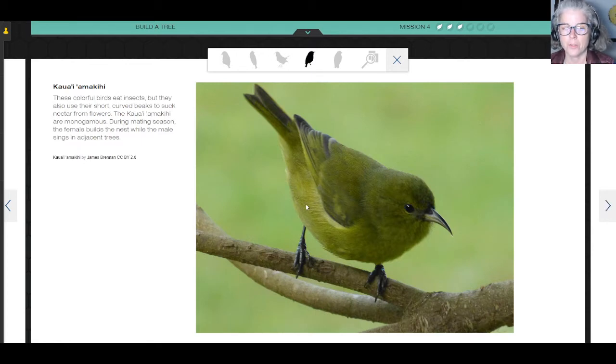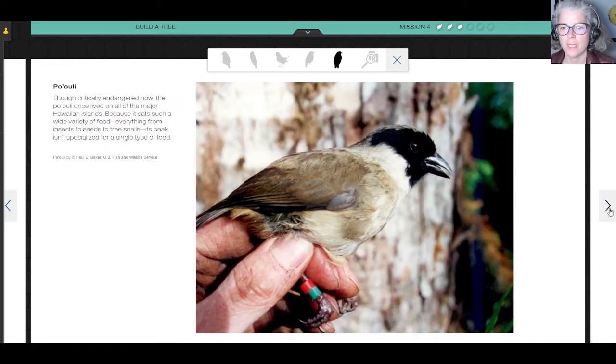Then we have another type of bird, and it has used its short curved beak to suck nectar from trees. So this is a shorter beak. And then they have another bird, and this one eats everything from insects to seeds, so its beak isn't specialized. It's not specialized because it eats everything.